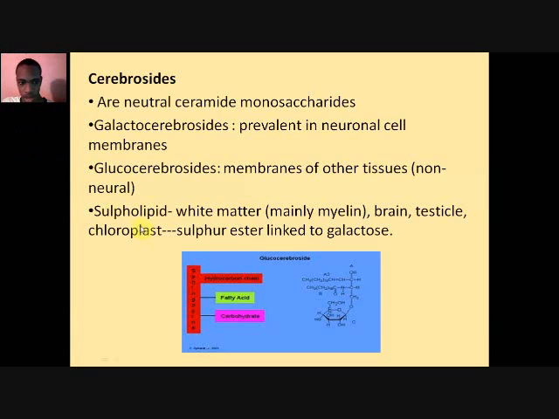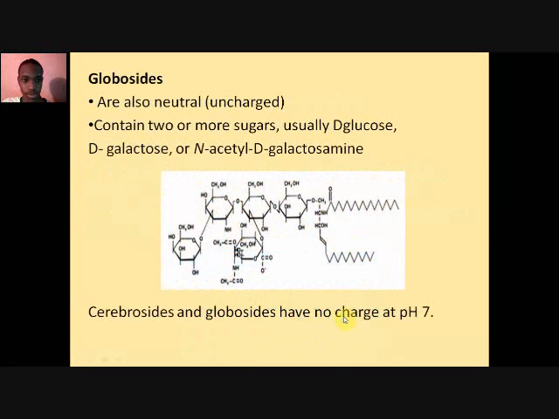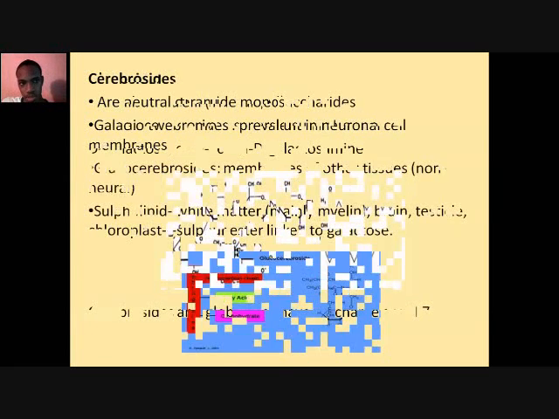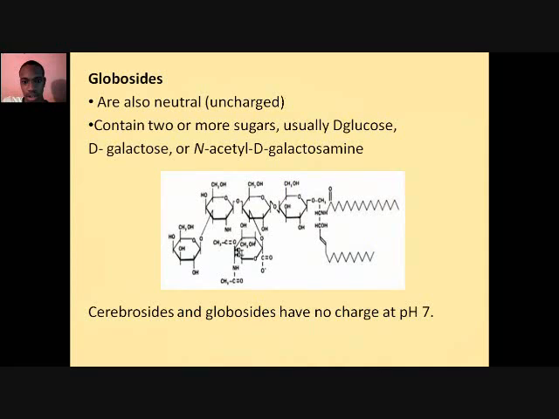Now, a sulfolipid is found in white matter, brain, and testicle, as well as in the chloroplast, and that's where, if this was a galactose, we would find a sulfur attached. That would make it a sulfolipid. Now globosides are similar to cerebrosides, the only thing is that they contain 2 or more sugars. And like cerebrosides, they have no charge at physiological pH.